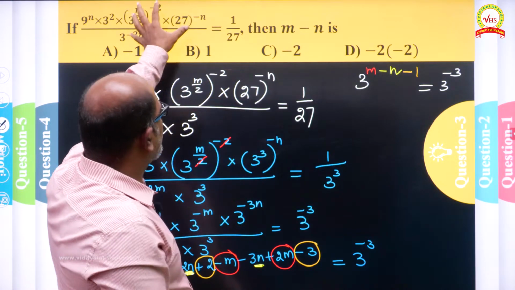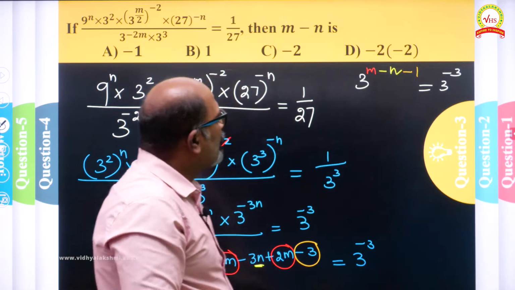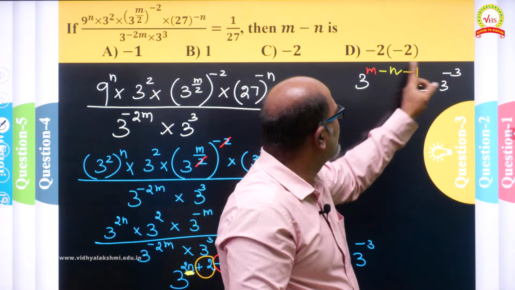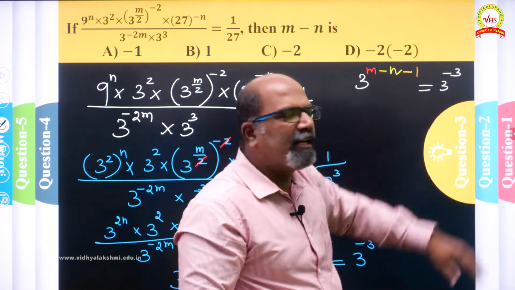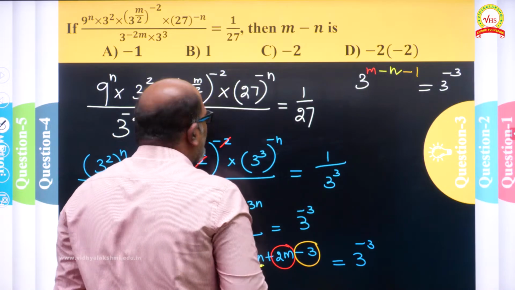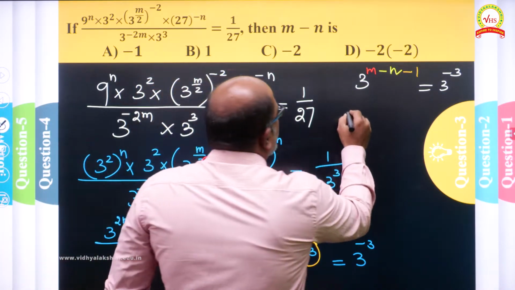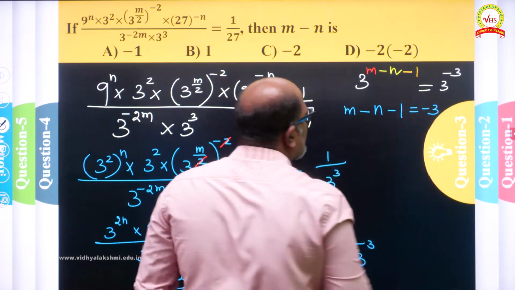So this biggest equation actually simplified into this smallest one, like this. Now what I can do easily is equate the powers, because the bases are equal. When the bases are equal, we can equate the exponents. So when I equate the exponents, what is the result that I am getting? m minus n minus 1 is equal to minus 3. That is what I am getting.